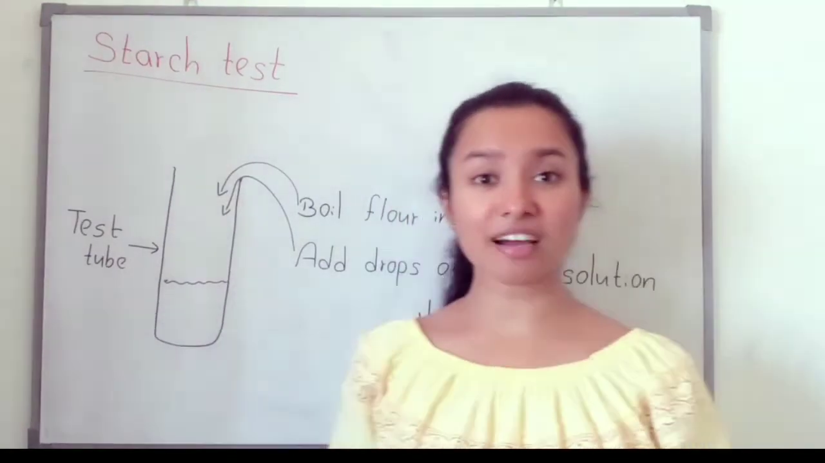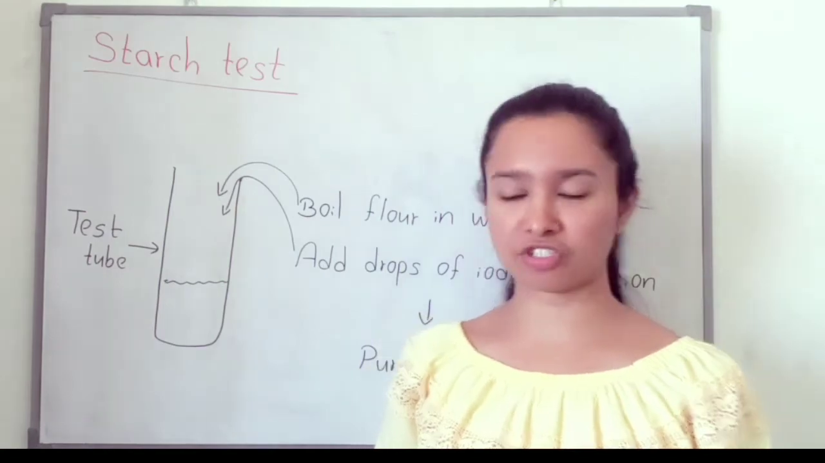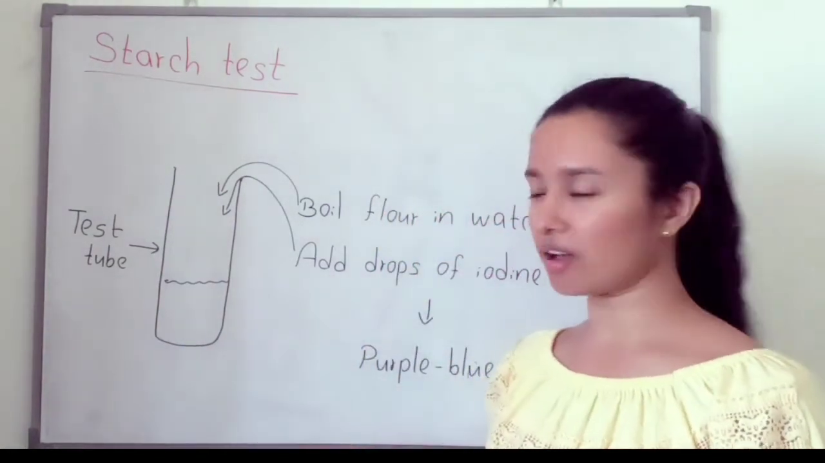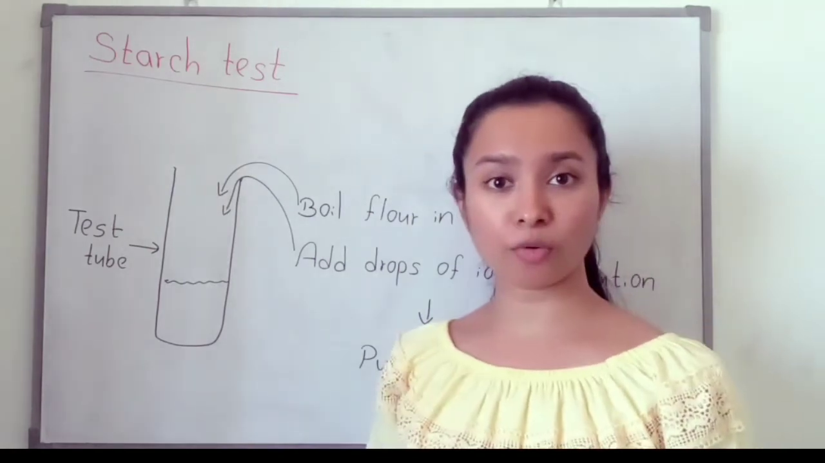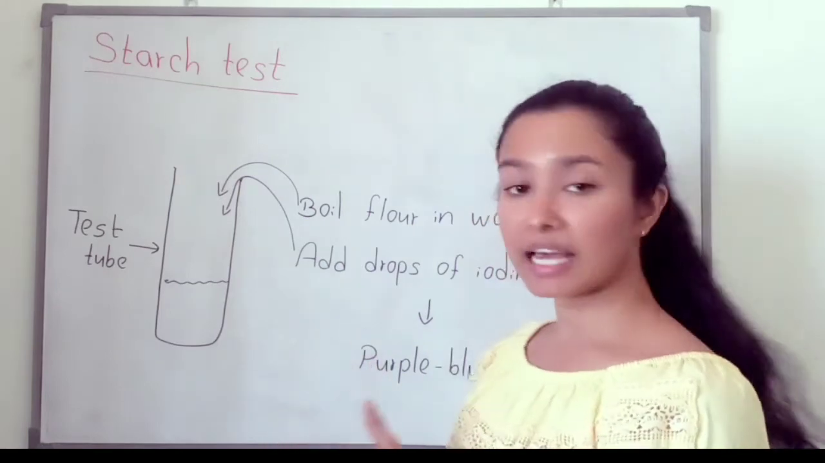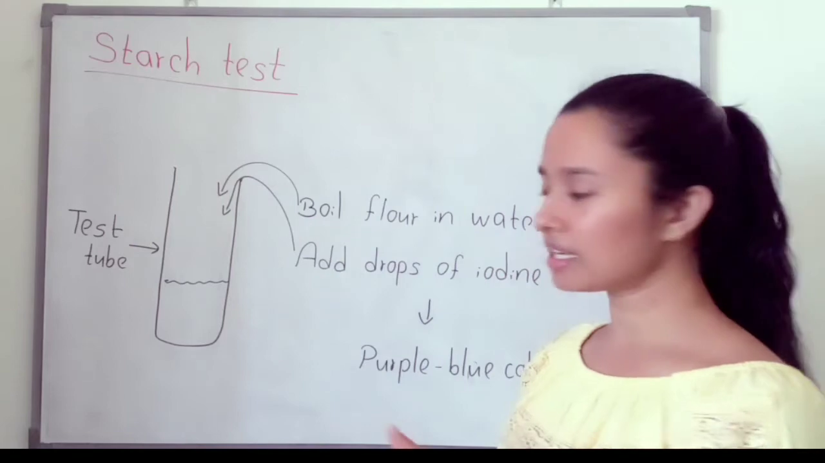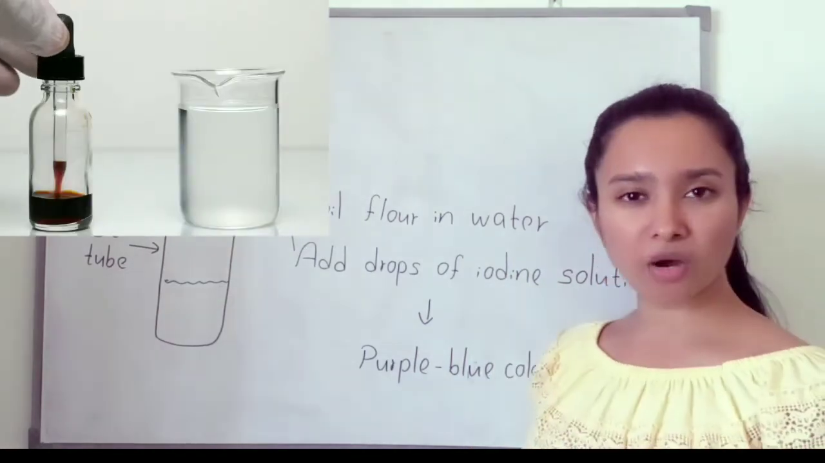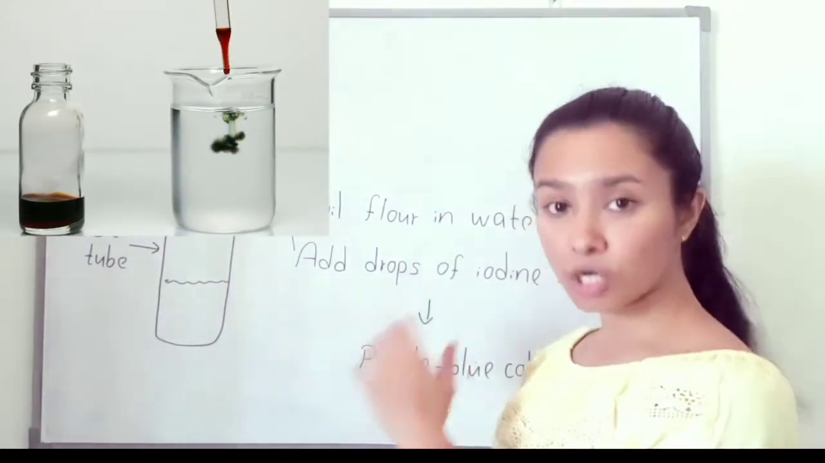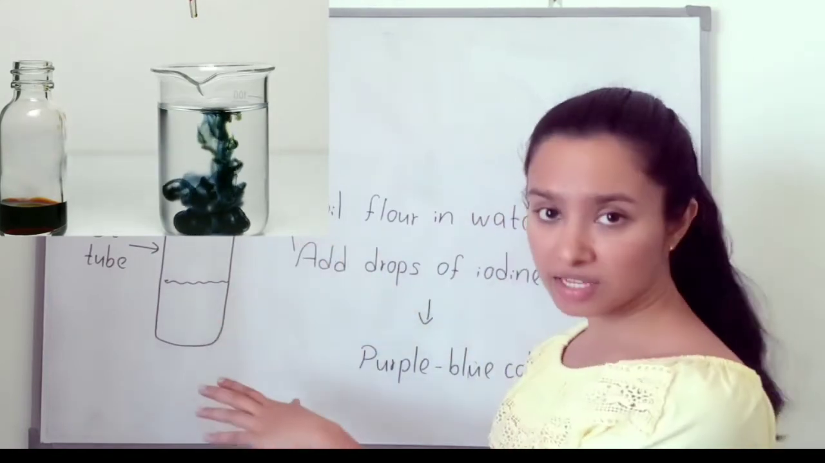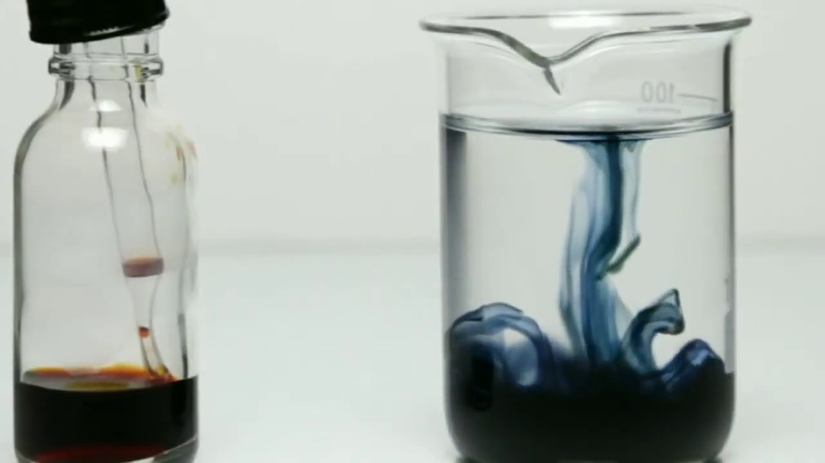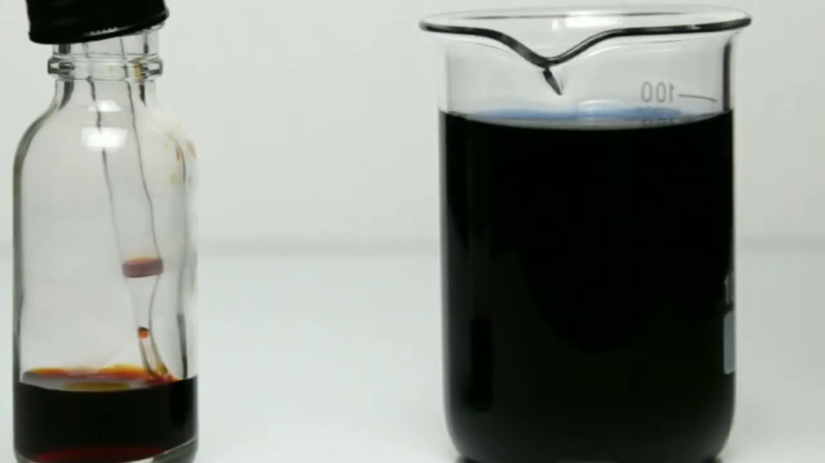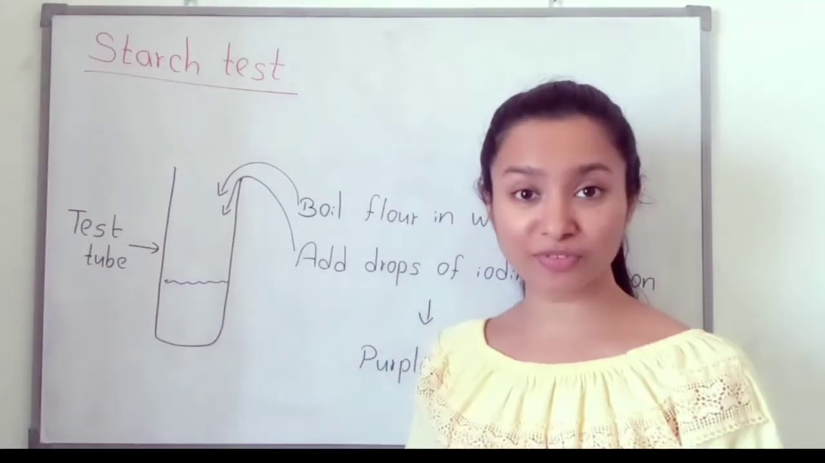Okay. Next one, starch test. Starch means pishtel. Here we need a test tube, and we add some flour to it. It can be rice flour, wheat flour or potato flour. Add a little water and boil it. Then we take iodine solution, which is yellow brown in color. We add drops of iodine solution into this boiled flour solution. Then we can see the color change to purple blue. Then we can identify there is starch in that food.